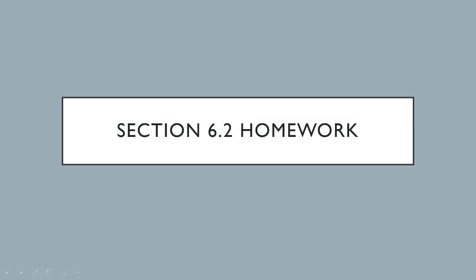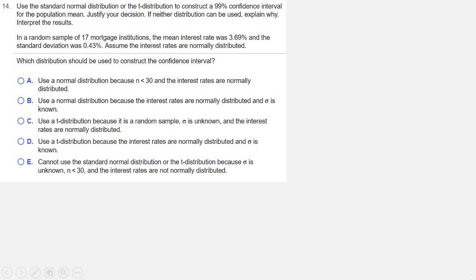We're looking at homework from section 6.2. This is question number 14. Use the standard normal distribution or the t-distribution to construct a 99% confidence interval for the population mean. Justify your decision. If neither distribution can be used, explain why.